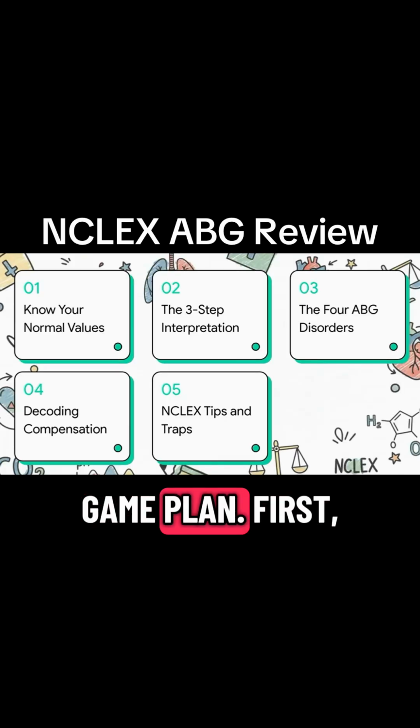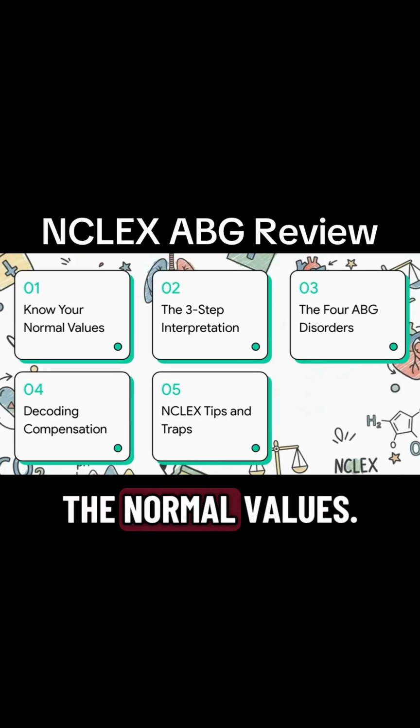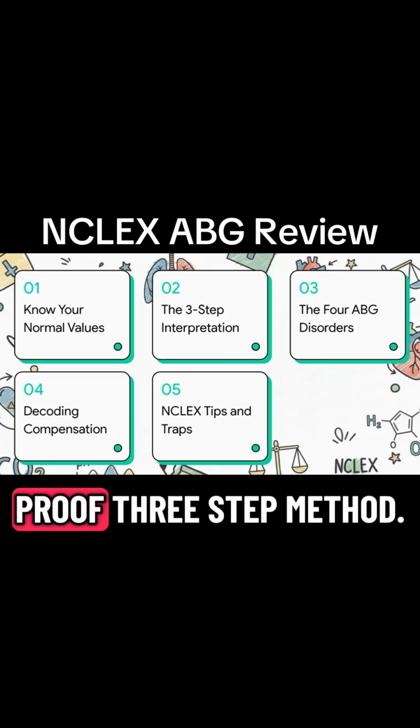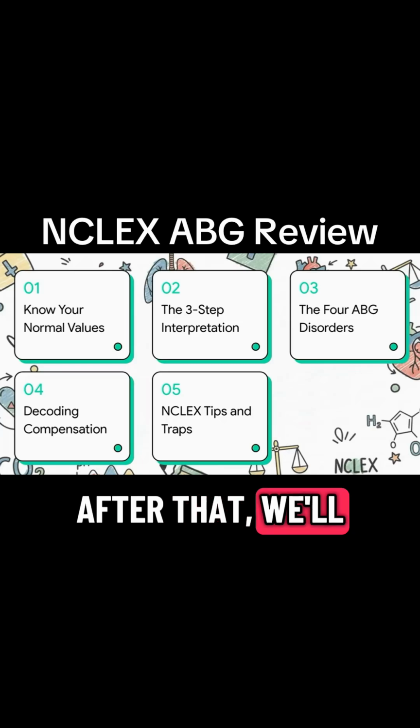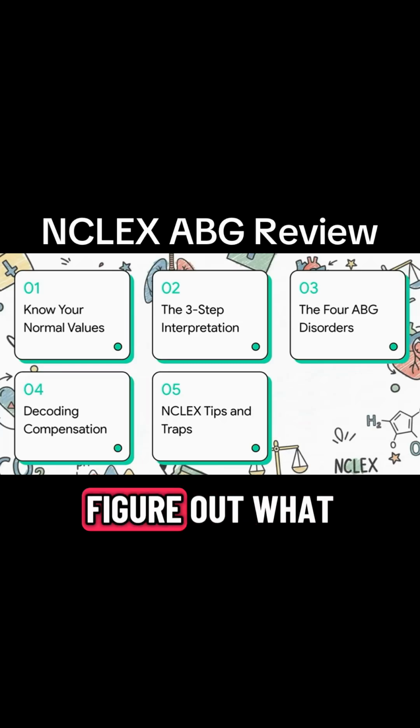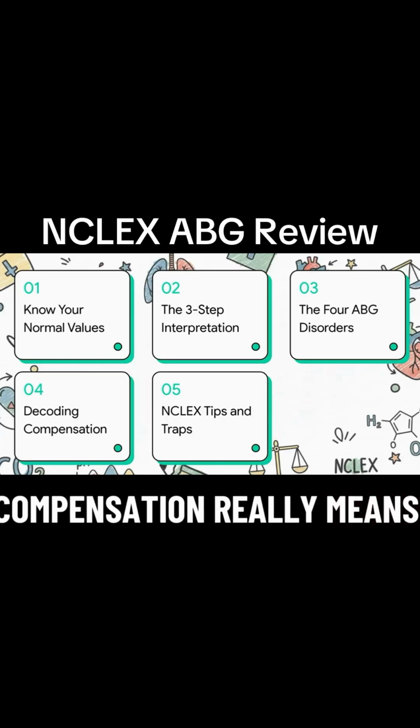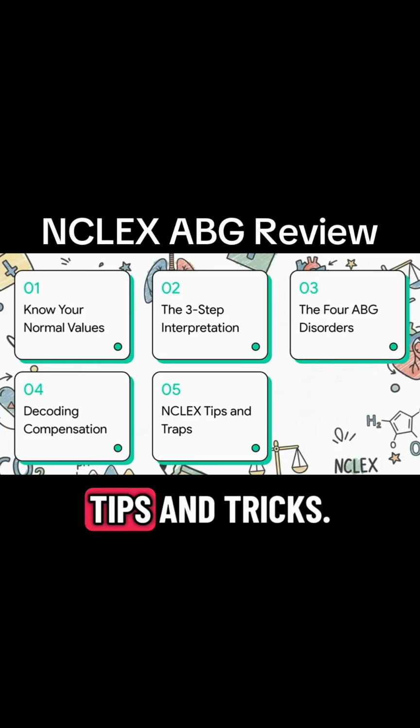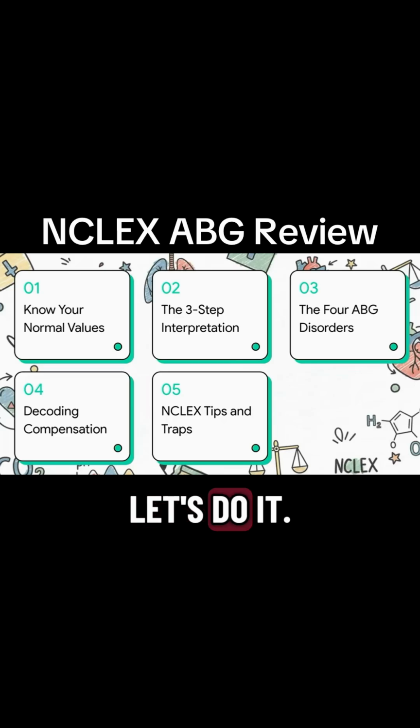So here's the game plan. First, we'll lock down the normal values. Then I'll give you a foolproof 3-step method. After that, we'll dive into the 4 big disorders, figure out what compensation really means, and wrap up with some classic NCLEX tips and tricks. Sound good? Let's do it.